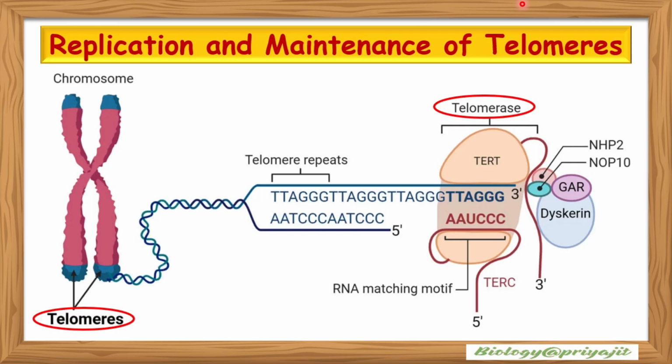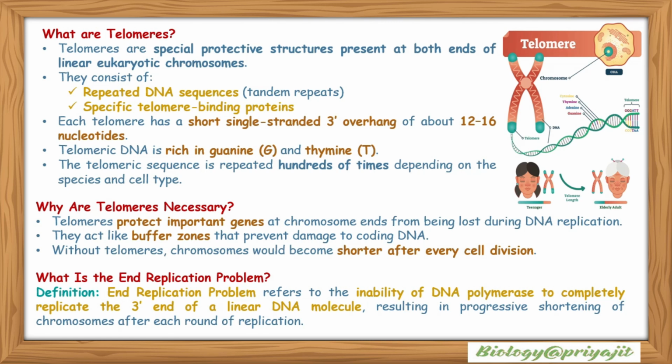Let us briefly explore how telomeres are replicated and maintained to preserve the continuity of life at the chromosomal level. What are telomeres? Telomeres are special protective structures present at both ends of linear eukaryotic chromosomes. They consist of repeated DNA sequences, that is tandem repeats, and specific telomere binding proteins.